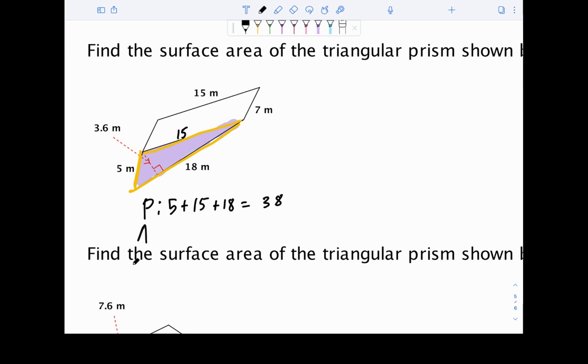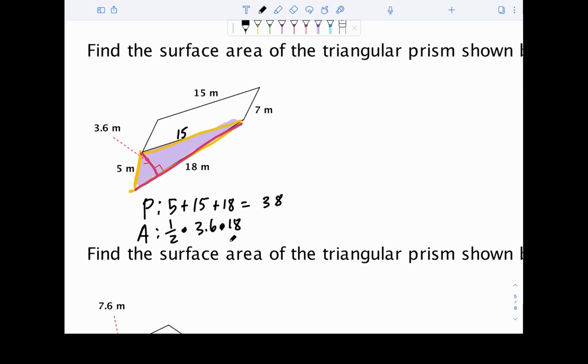Okay, area is, now I go look for these two that form the right angle. Okay, so they give me 1/2 times. It's always 1/2. Triangles are 1/2 of a rectangle. So base times height finds the rectangle. The half then gives you the triangle. So 1/2 times 3.6 times 18.